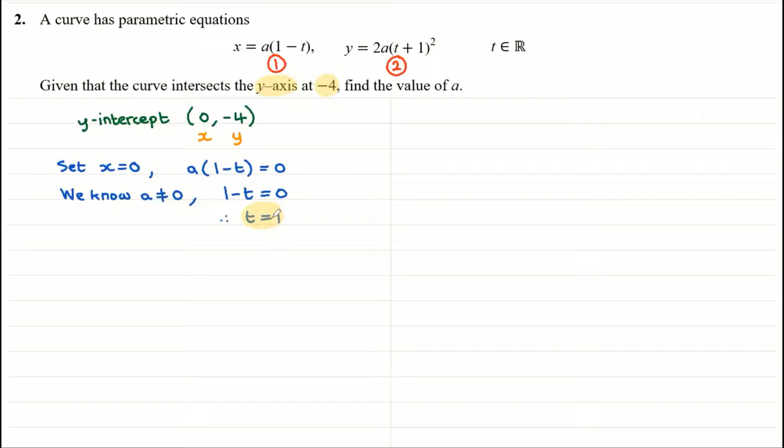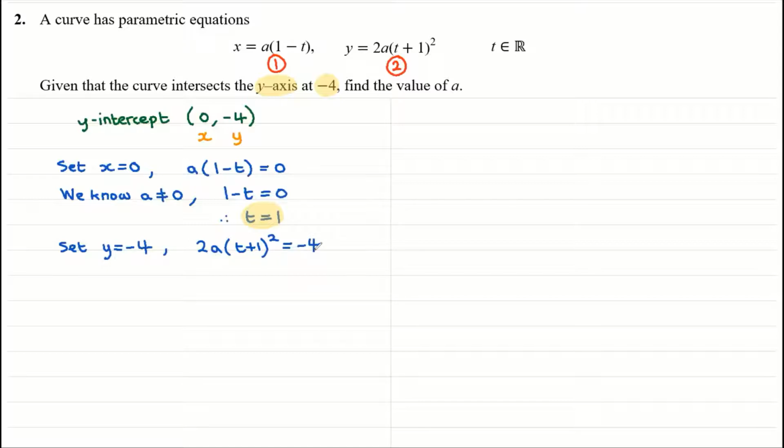Now we also know at the y-intercept, as well as now knowing that t equals 1, that the y value is obviously going to be -4. So we're going to do that next. So we're going to set y equal to -4. And obviously t is any real number, so we don't have to worry about that in this situation. Now, when we do that, we get 2a multiplied by t plus 1 all squared is equal to -4.